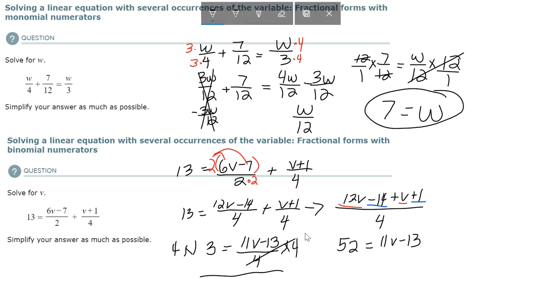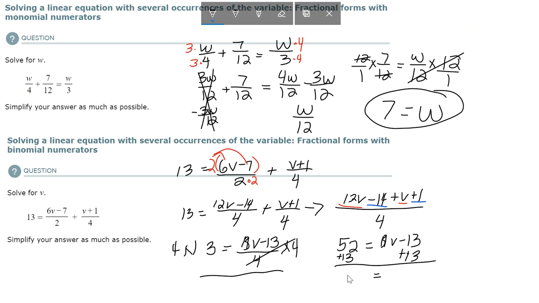Now we're to an equation that we're a little bit more familiar with. It's a little bit easier to see that we're close to the end. The inverse of subtracting by 13 is adding 13. So I'm going to add 13 to both sides. That gives me, oh, I just realized a mistake. So 12v, and this is a positive 1v. So all along this should actually say 13. I apologize.